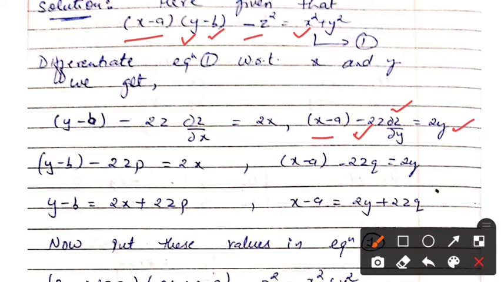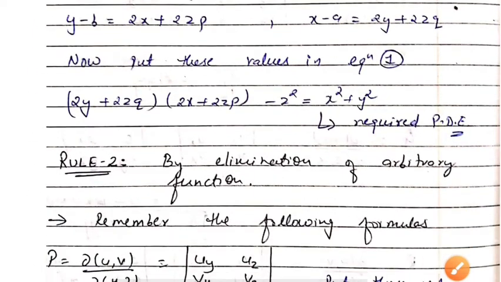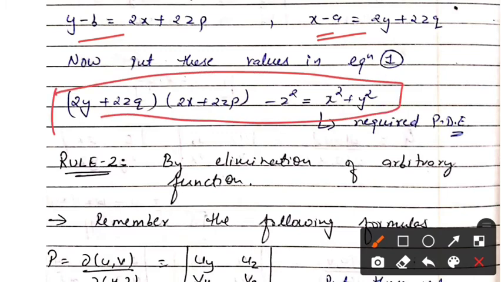Now del z by del y can be written as q, and again I will find the value of x minus a. So x minus a is equal to 2y plus 2zq. I will put these two values in our given equation 1, and I get this particular equation, which is the required partial differential equation.